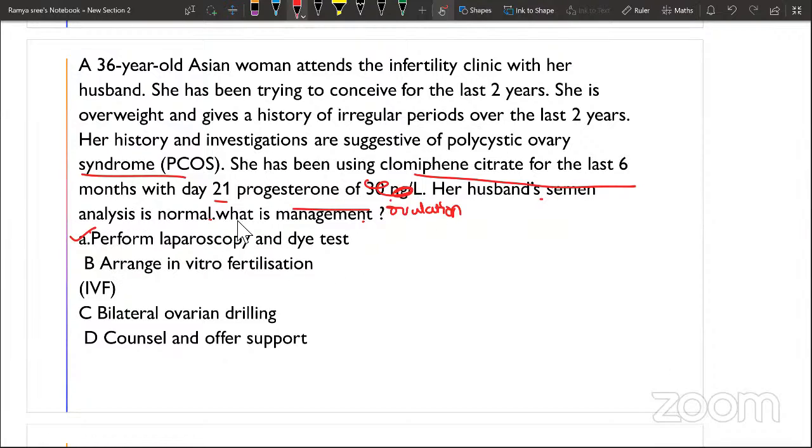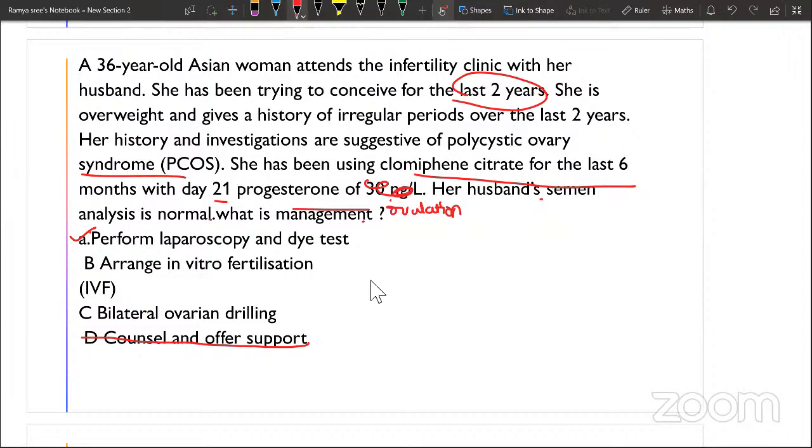Okay, let's rule out each question answer option. She has not been conceiving for 2 years, and you have been giving her 6 months of treatment. Now you will just counsel and offer support. Whatever support and counseling you offer, she will not be satisfied. She wants a baby. Right. Now coming to the bilateral ovarian drilling.